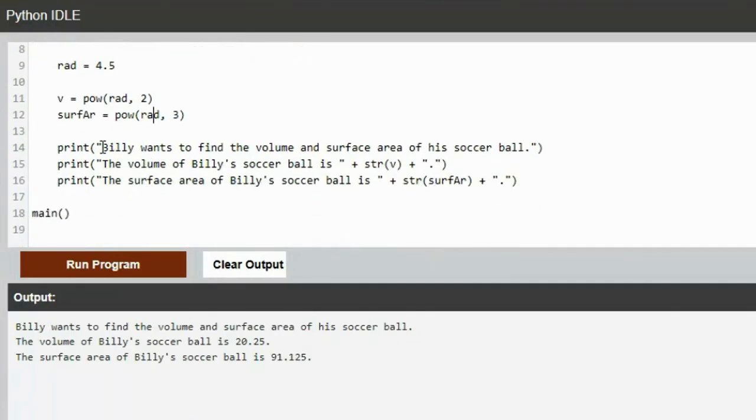But your print statements are fine. Billy wants to find volume and surface area, so we know what the scenario is. And you print out the volume, you print the surface area. They're just not calculated correctly. But you didn't have that main statement, so it didn't do anything.